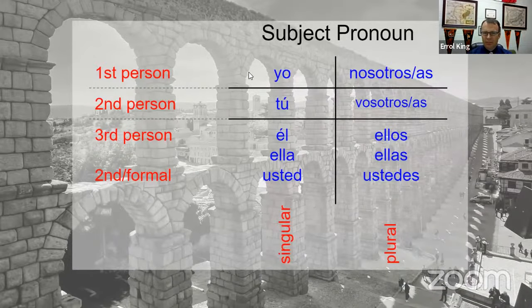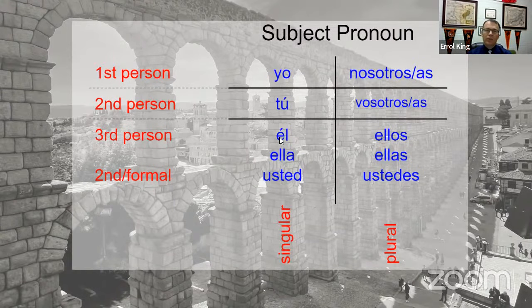Okay, so first person. First person, if you've ever been in a literature class, they probably talked about the different types of narrators: first person, second person, third person narrator, third person omniscient, things like that. Well, first person basically just means that we're talking about ourselves. So yo, if we're talking about ourselves, means I. Nosotros, being the plural form, when we're talking about ourselves, is we. Nosotros or nosotras. Second person is we're speaking directly to someone. So you in the singular sense, or you all in the plural sense.